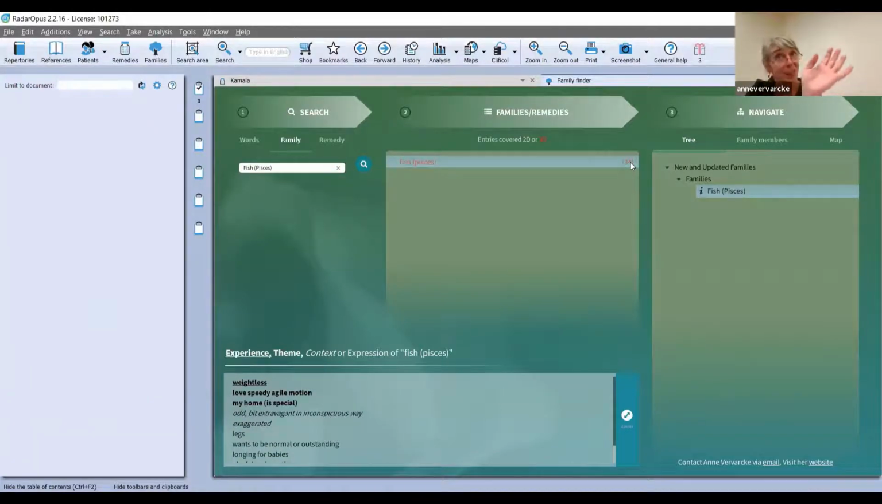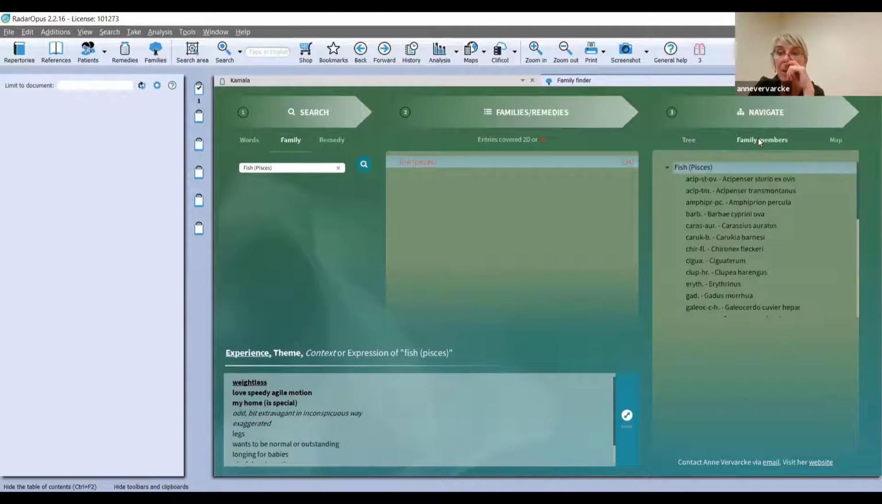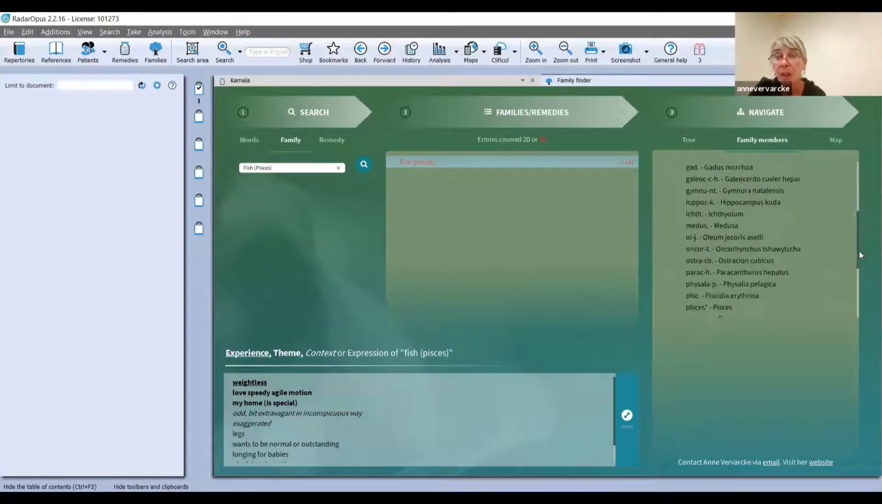So you don't have to think that the family finder thinks for you. It already makes a distinction. So even if you don't know whether you're in second dimension or third dimension, never mind, the family finder will tell you. Then you have the family members under navigate, and you click fish just to have a look. No, that's 3 family members. And then you see all the family members you can find in Opus, not necessarily in the family finder, but in Radar Opus. And then you can scroll down, so all these fish.